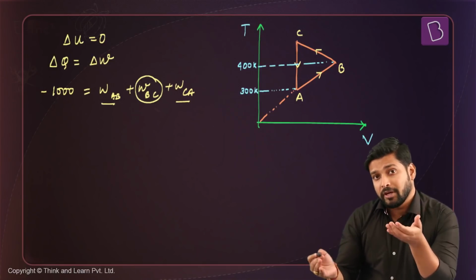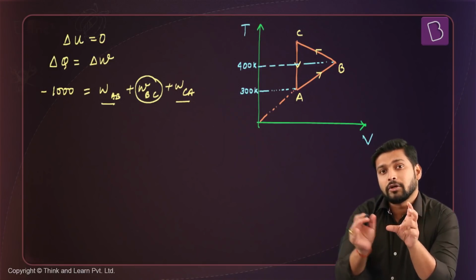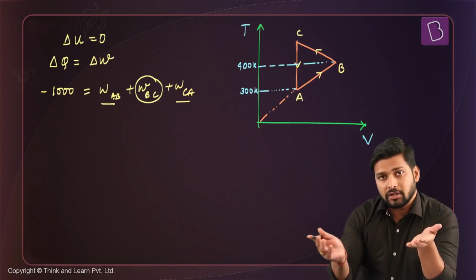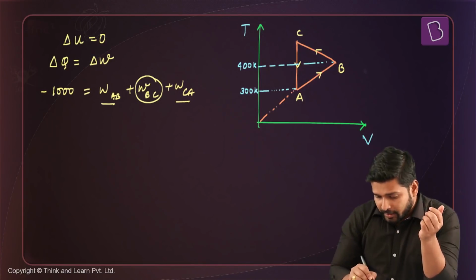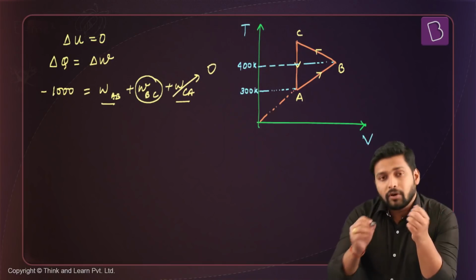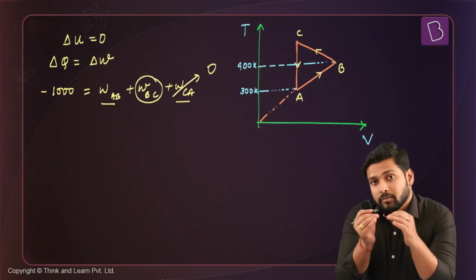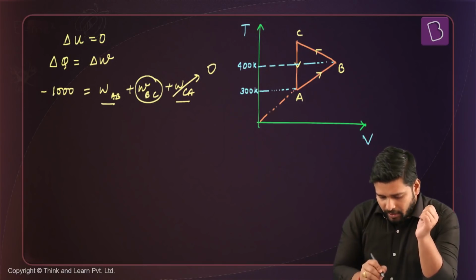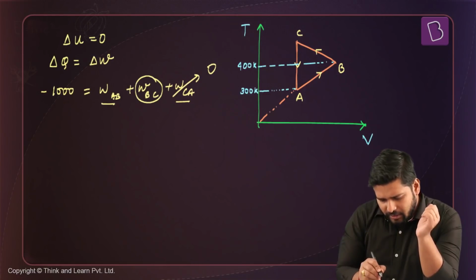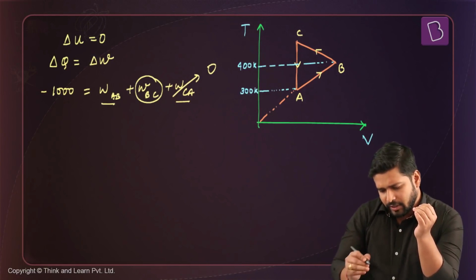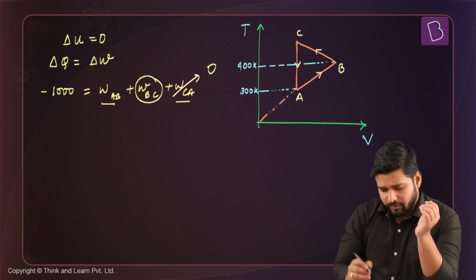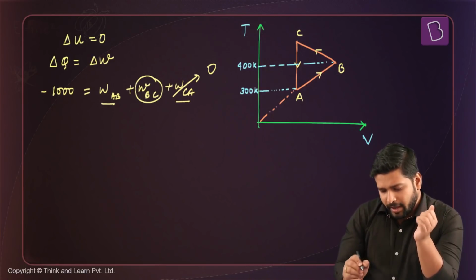So the displacement work will be equal to 0. As you know, the work done is equal to PdV. dV is equal to 0. The change in volume is 0. So I can write that the work done during C and A, that process, is 0. Fine. Now all I'm left with is work done during AB and work done during BC. So work done during BC is what I have to find out, and work done during AB, how do I calculate?